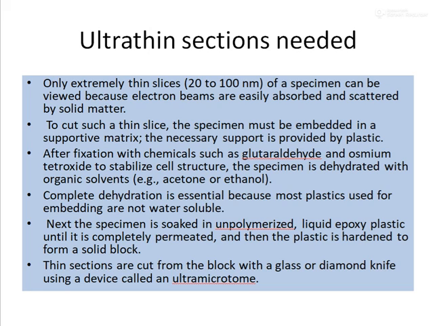So you take the specimen and you embed it in a supporting matrix. Sometimes it will be epoxy plastic. Along with the supportive matrix itself, it is fixed with chemicals like glutaraldehyde or osmium tetroxide, so the cell structure is stabilized. Unlike light microscopy, where you heat fix it onto the glass slide, here you are using chemical fixation of the microorganism which has already been placed on the supportive matrix.